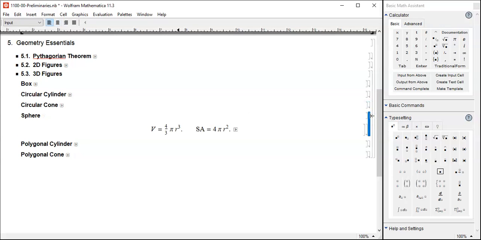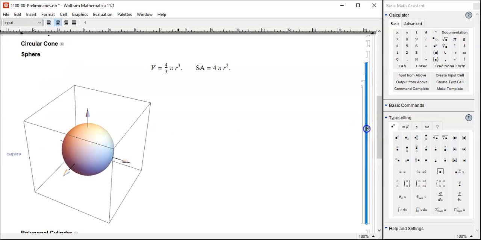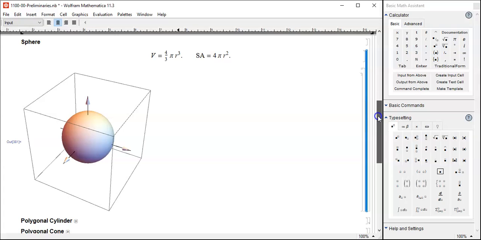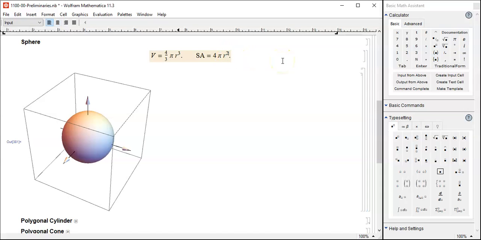For sphere, please remember both of these formulae. We cannot prove any of those, so let's postpone everything until calculus. But remember the formulae. Volume is 4/3 pi r cubed. Surface area is 4 pi r squared.